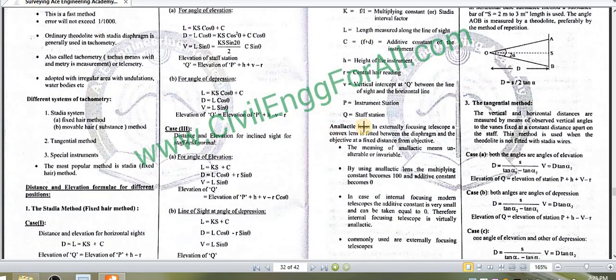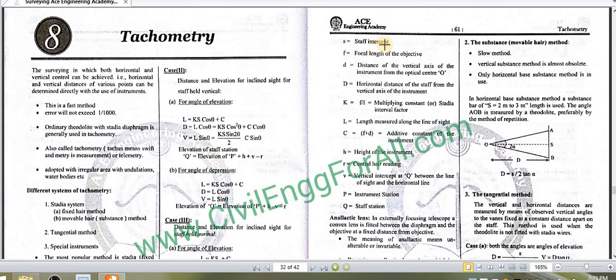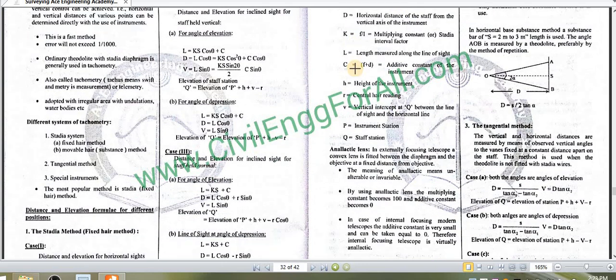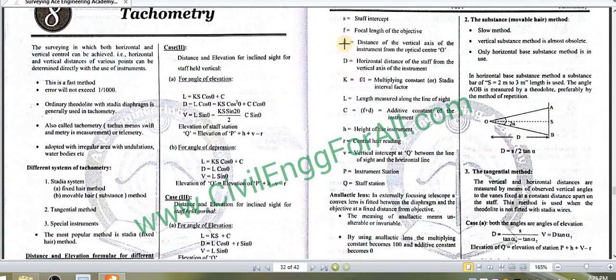After that, the various constants which have been given: S is the staff intercept, basically the top hair reading minus the lower hair reading. F is the focal length of the objective, so the focal length of the objective is given by small f. D is the distance of the vertical axis of the instrument from the optical center of the objective, and capital D is the horizontal distance from the staff to the vertical axis of the instrument.